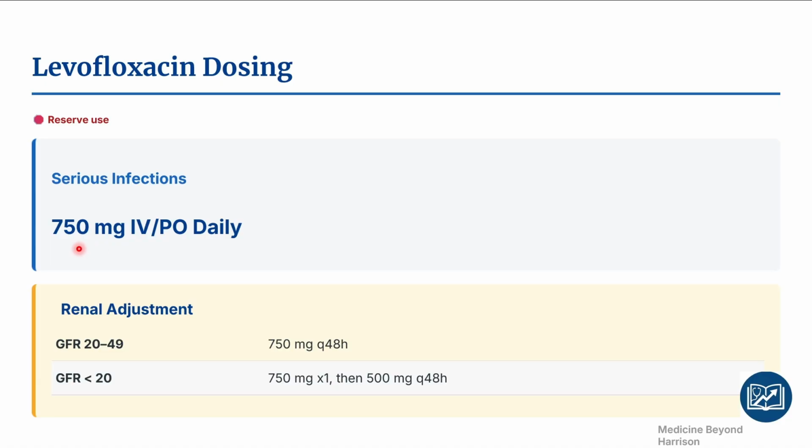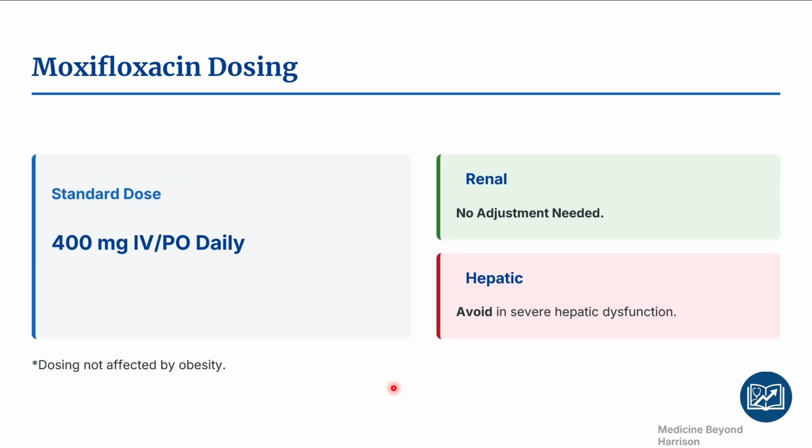For serious infections, reserve usage only for the serious infections, at 750 mg orally once daily. In case of low GFR less than 50, go for 750 mg once, then 750 mg once in 2 days. If GFR is less than 20, 750 mg once, then 500 mg once in 2 days. Moxifloxacin: the standard dose is 400 mg IV or oral once daily. So no renal adjustment is required.